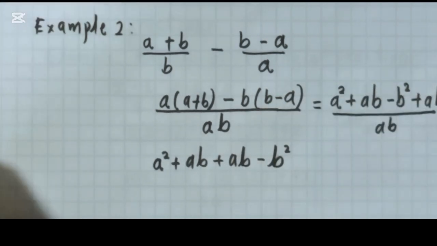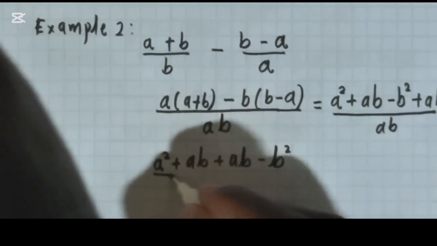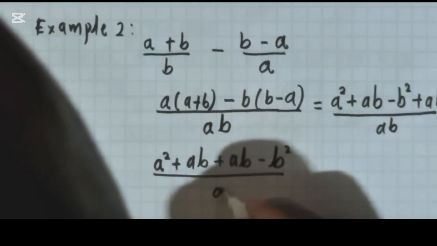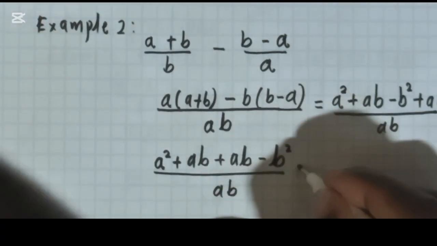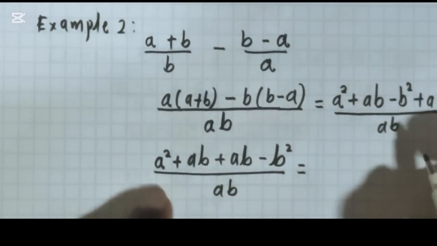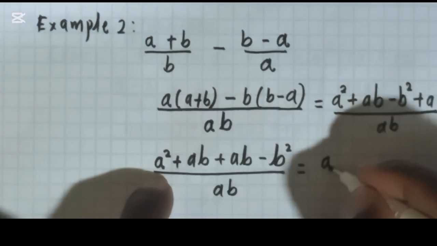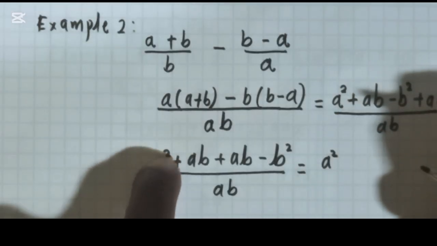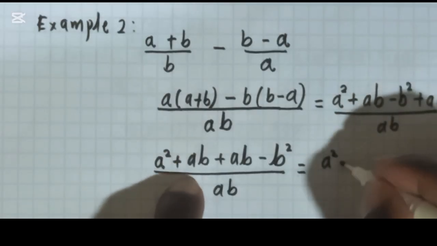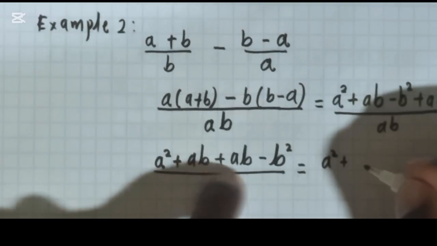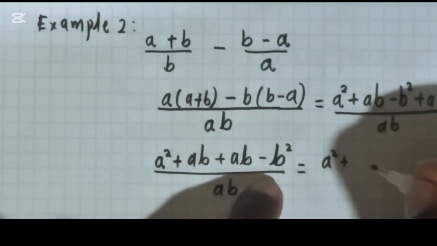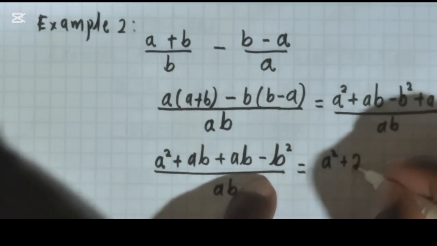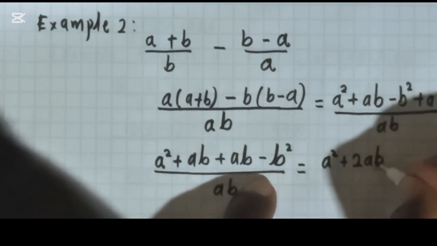B squared has no like term, neither does A have a like term. So all that all over AB. We can simplify this further, and when we do, it's basically going to be A squared, plus AB plus AB. AB plus AB is going to give us what? AB plus AB is going to give us 2AB.